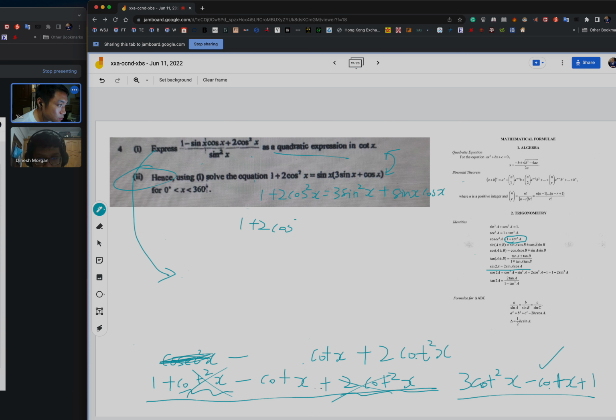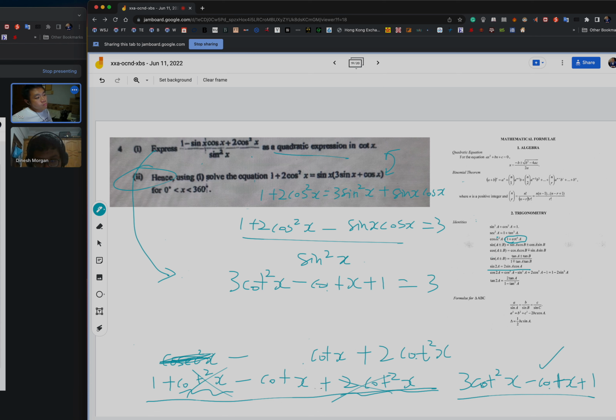1 plus 2 cosine squared x minus sine x cosine x, equals 3 sine squared x, right? I have been misled. So, you divide by sine squared x here, you divide by sine squared x here. So, it's equal to 3. Therefore, this whole thing is equal to 3. Can you see it now? Yeah, so you need to make it the same thing. So therefore now I think you can factorize this.